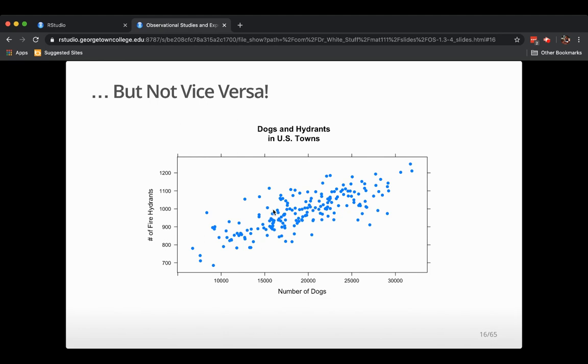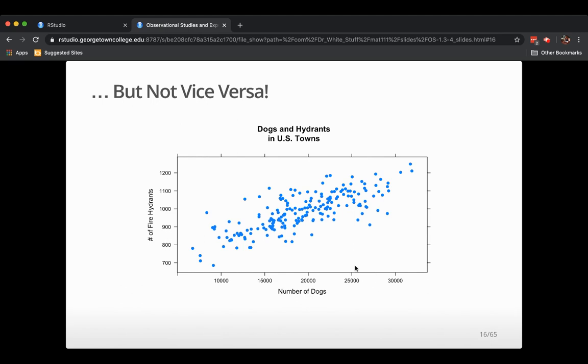Imagine this scatter plot here, where every dot is a town, and the x-coordinate of the dot is the number of dogs in the town. So this town here looks like it has about 12,500 dogs maybe in it. And the y-coordinate of the dot is how many fire hydrants are in the town. So this town here has a little less than 1,100 fire hydrants. Now look at all the towns together. The cloud of points is a rising cloud. It rises as you go to the right.